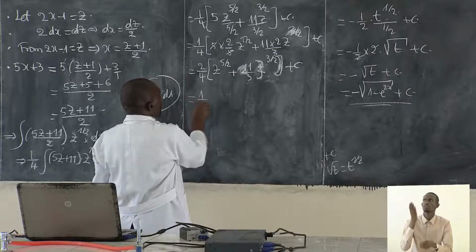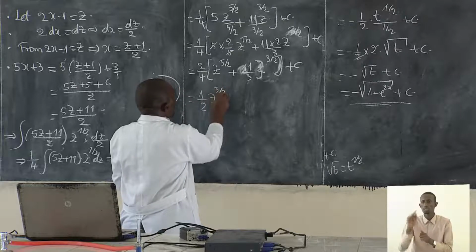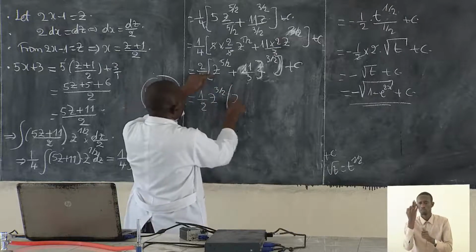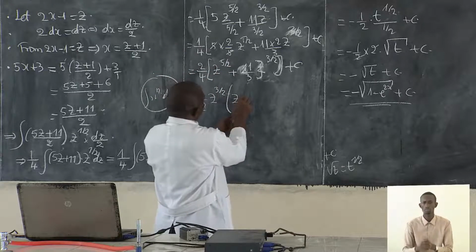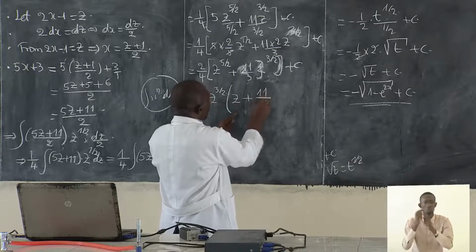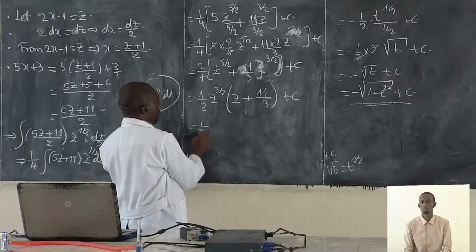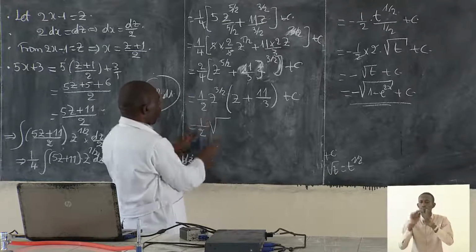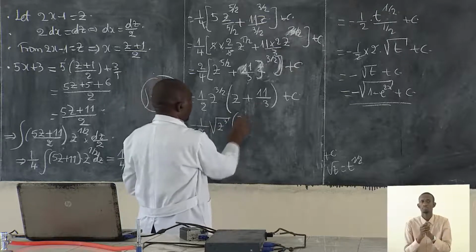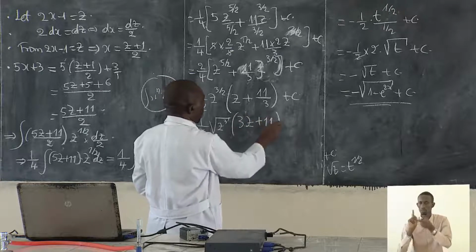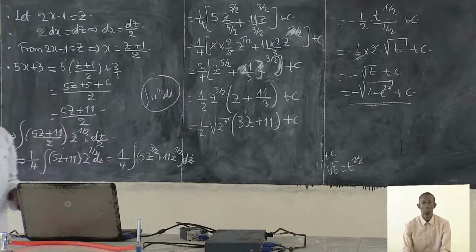So this is a half. I can take z power 3 over 2 in the factor. I remain with z, that is z, plus 11 divided by 3, plus c. So this is a half square root of z power 3 times 3z plus 11 plus c. I hope we are together.